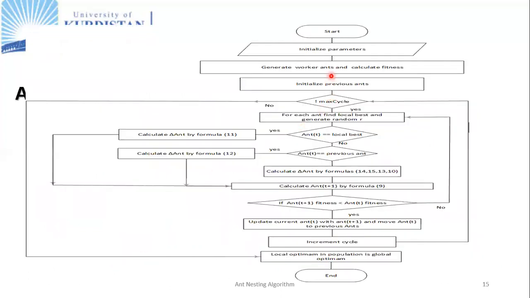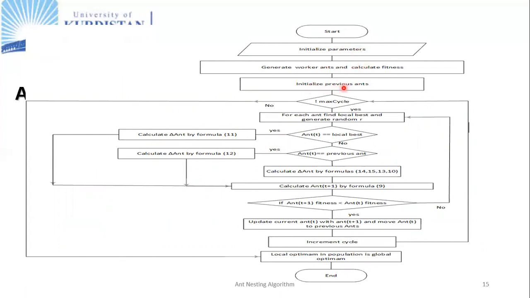Now, this is the algorithm flowchart. I'll go briefly over it. Start, initialize parameters, generate ants randomly, and calculate fitness. Then initialize previous.